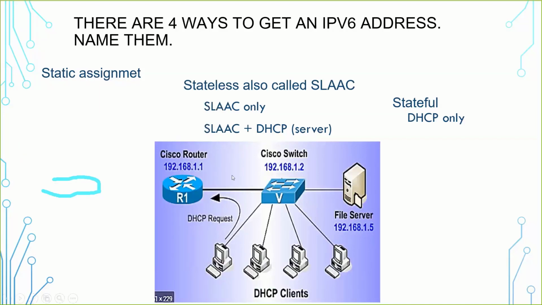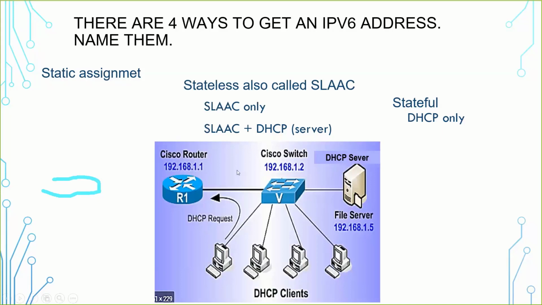Okay, so if I'm doing SLAAC only, then what that means is I'm using the router instead of a DHCP server. If I'm using SLAAC plus DHCP server, that means I'm hosting some of my DHCP information on my router, and I'm hosting the rest of my DHCP information on some sort of a server, either a DHCP server or a file server that contains DHCP information. Now remember, both of these are dynamic, okay?